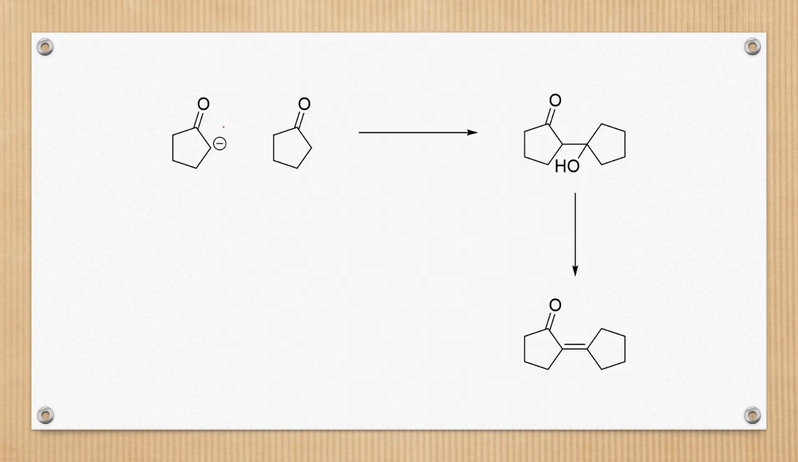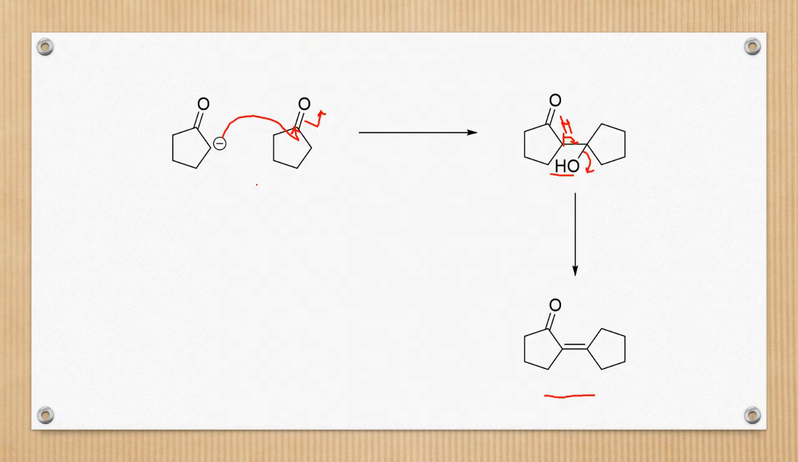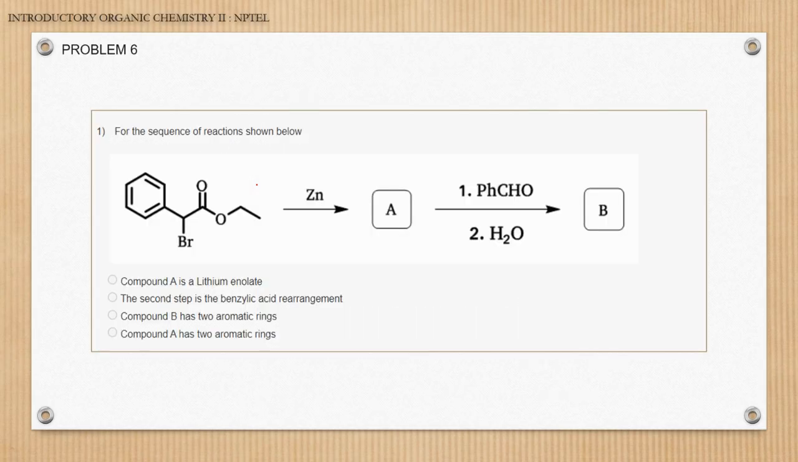So what is happening here, guys? First of all, the carbanion is generated. This attacks this carbonyl carbon to give you this alcohol. After dehydration, that is the aldol condensation. Condensation means the removal of water. So here, after dehydration, you get this molecule. So option number one will be the correct answer. So is the mechanism of this reaction clear? Okay, if it is clear, then I'm moving forward.